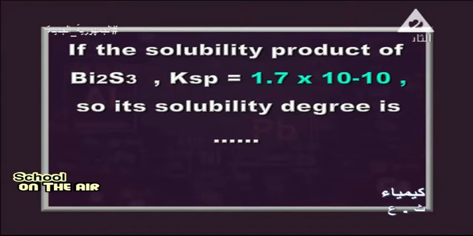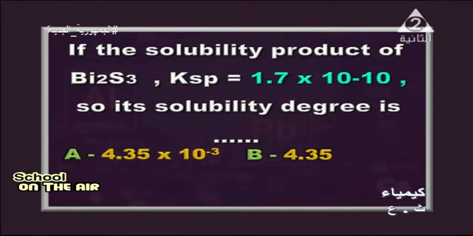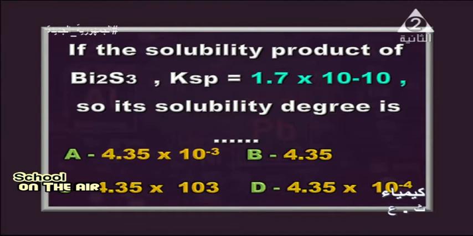Next problem. If the solubility product Ksp of bismuth sulfide is 1.7 times 10 to power negative 10, what is its solubility? Is it 4.35 times 10 power negative 3, or 4.35 times 10 power 3, or 4.35 times 10 power negative 4? The answer will be A. How can we solve this problem?